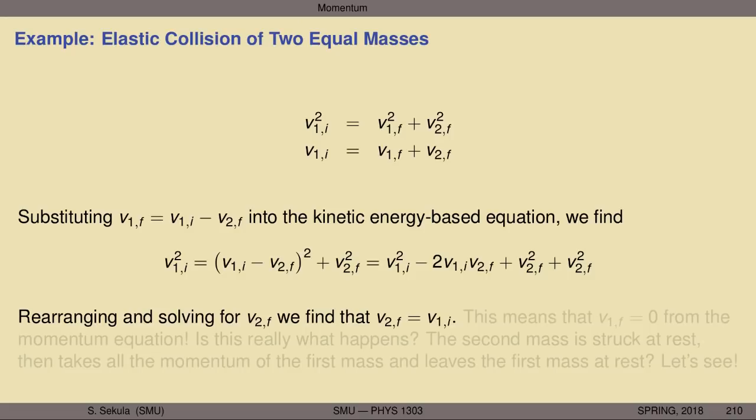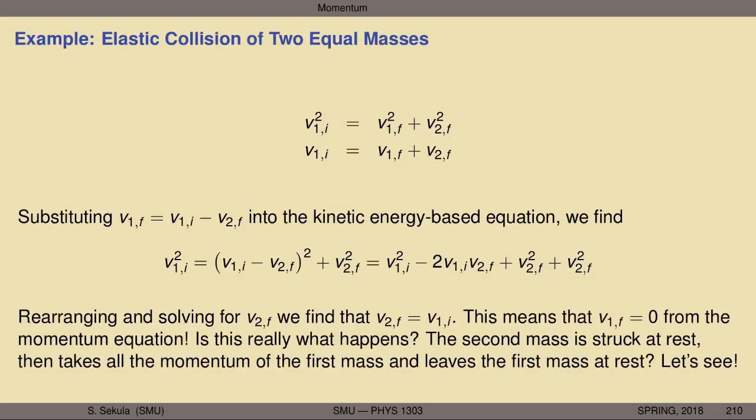And if we plug that result into the momentum equation, we find that after the collision, the first mass has no velocity whatsoever. It's not moving. Is this what really happens? Is it true that if I take a cart of mass m, and I slam it into another cart of equal mass that's initially at rest, that the second cart gets all the momentum and the first one comes to a complete stop? Let's take a look and see what happens.